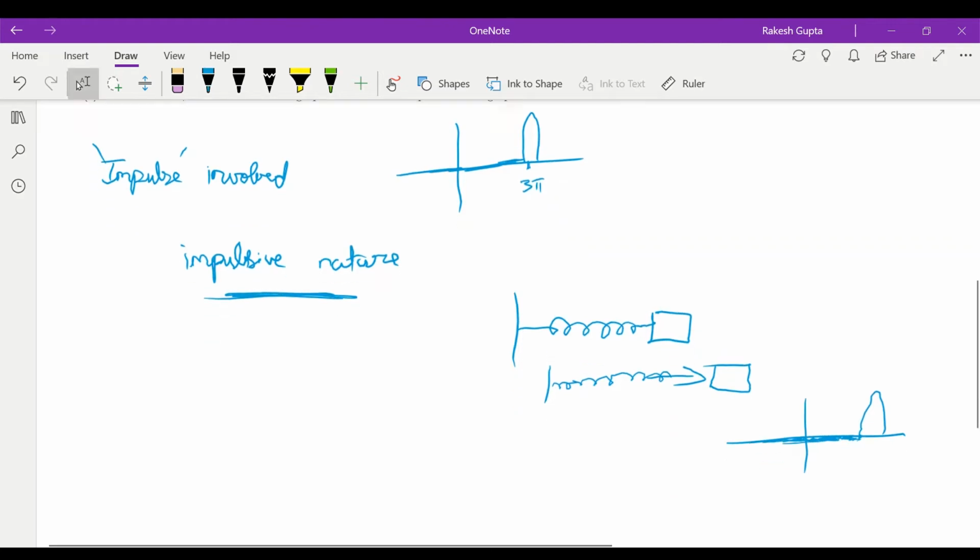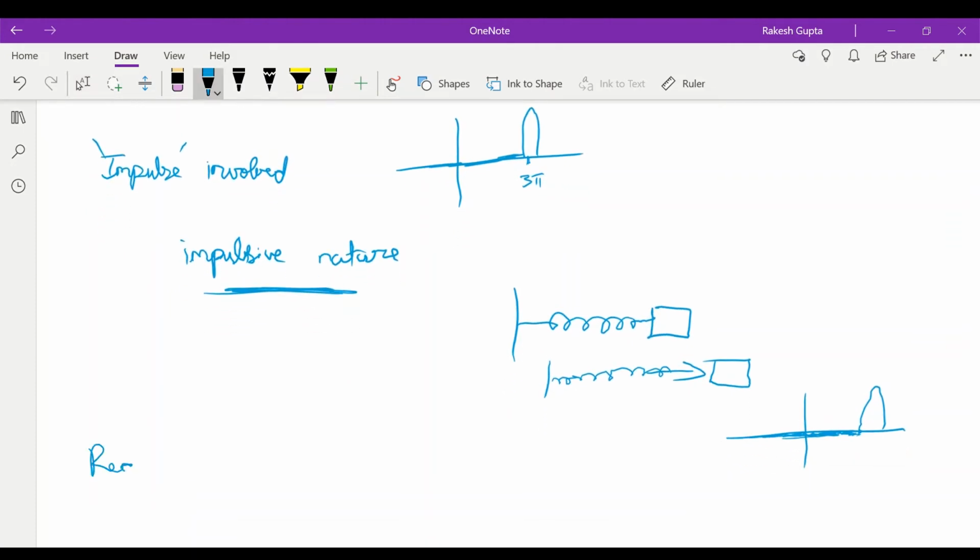So what I'm predicting is that the real life phenomenon, the A part of the question, is nothing but a spring block system.